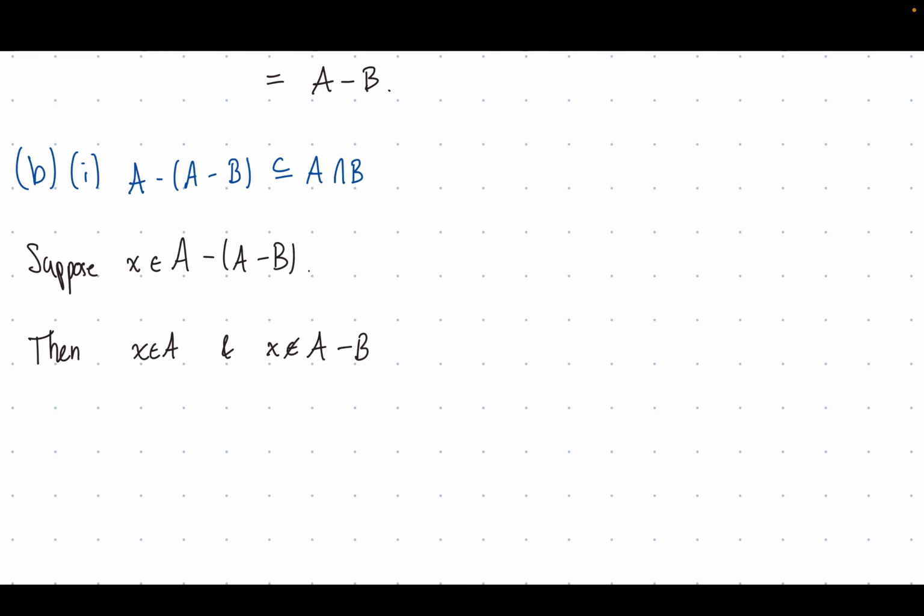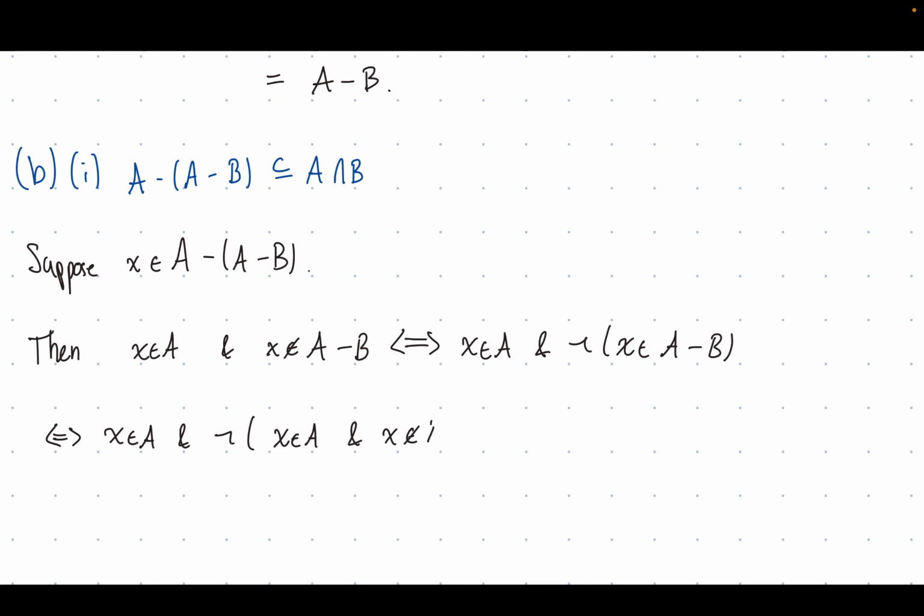And this is equal to saying that X is in A and it is not the case that X is in A minus B, which is the same as saying that X is in A and it is not the case that X is in A and X is not in B, which by De Morgan's laws, not for sets, but for logical formulas, this is equivalent to X is in A and it is not the case that X is in A, or it is not the case that X is not in B. Right? Okay.